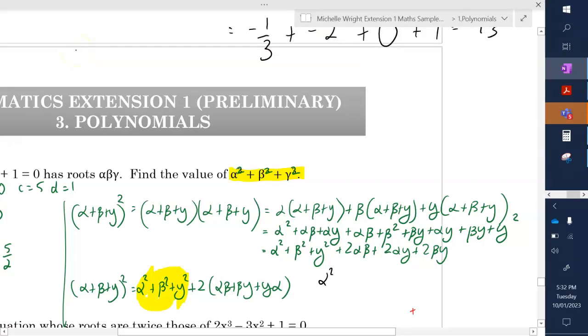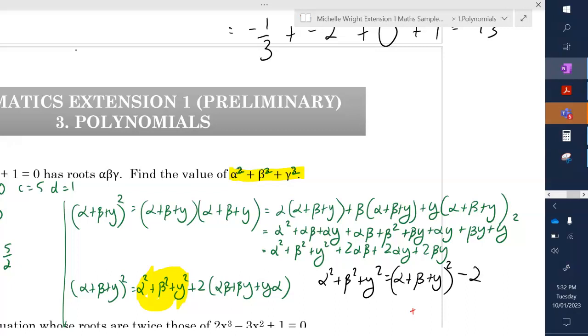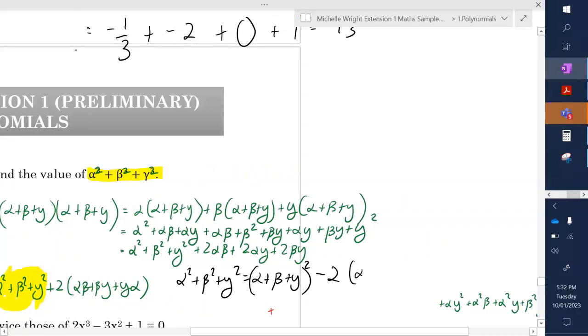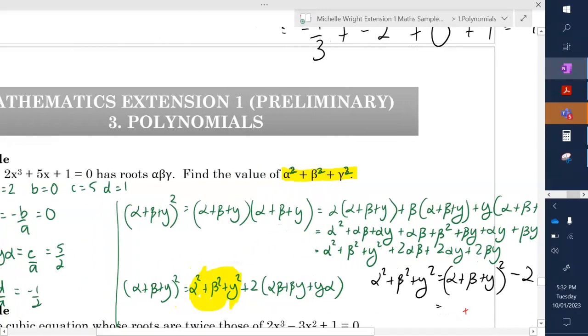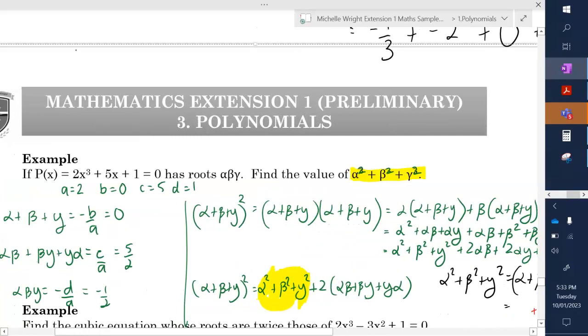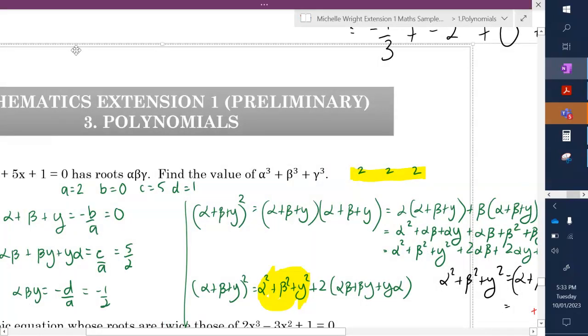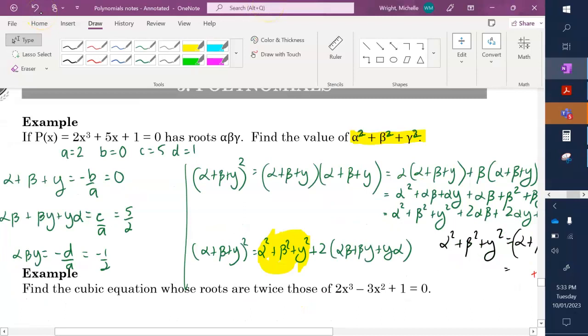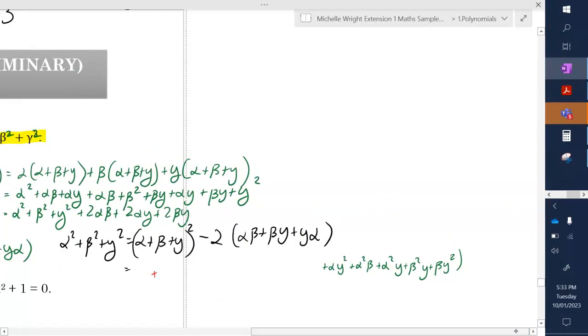And I now know that alpha squared plus beta squared plus gamma squared is equal to the sum of the roots all squared, take away 2 lots of the roots 2 at a time, which I can work with. So the sum of the roots, alpha plus beta plus gamma, we've got a value of over here, that's 0. Oops, let's fix that page up. So that is 0, so I'll pop in a 0 for that over here.